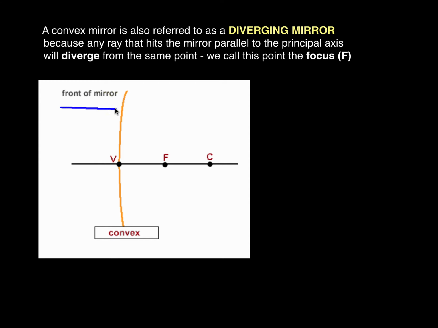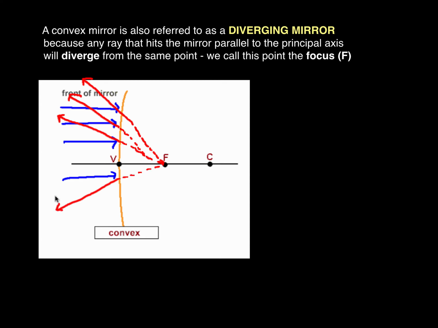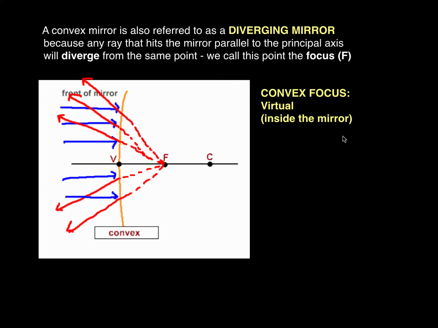Any ray that comes into the mirror parallel to the principal axis will reflect from the focus out of the mirror. It doesn't matter where the parallel ray comes from, it will reflect from the same point, from a location somewhere inside the mirror. Because the light is all diverging away from each other as it reflects off the mirror, this is why we call it a diverging mirror. The focus is inside the mirror for a convex mirror. This means it's a virtual focus. The focus for a convex mirror is also equal to 1/2 the center value.